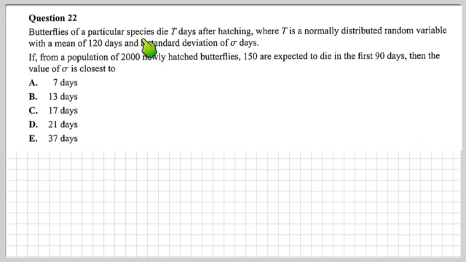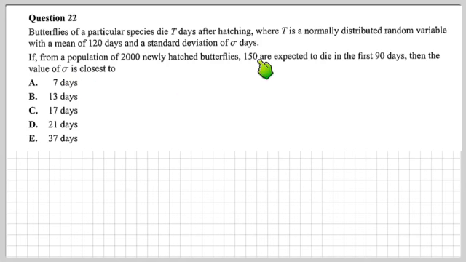Butterflies of a particular species die T days after hatching, where t is a normally distributed random variable with a mean of 120 days and a standard deviation of sigma. Looks like this is what we have to find out, guys. If from a population of 2,000 newly hatched butterflies, 150 are expected to die in the first 90 days, if that's the case, then what is the standard deviation? It doesn't look very hard at all.